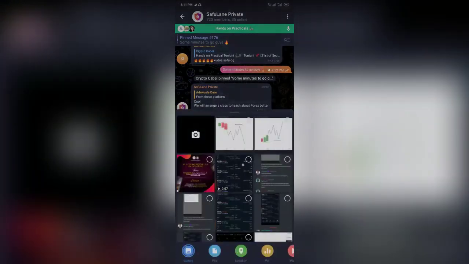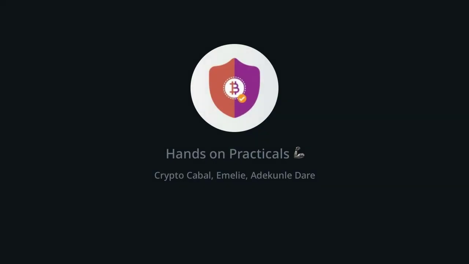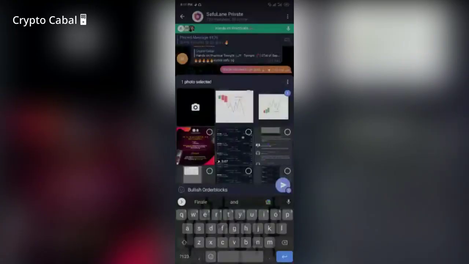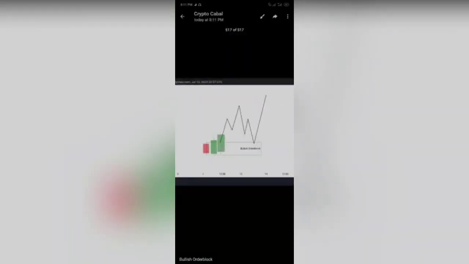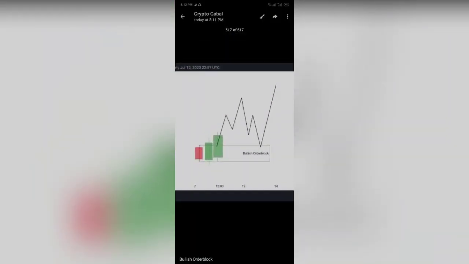That particular point, I would actually be showing an example immediately now. Let's take for example this bullish order block. You can see that on this bullish order block, price tapped into that box I marked and started pushing up.